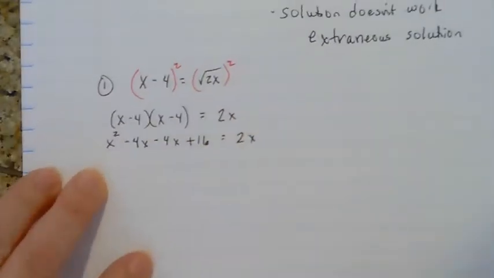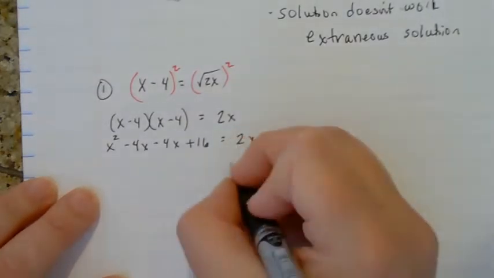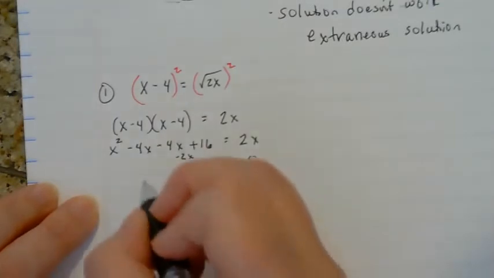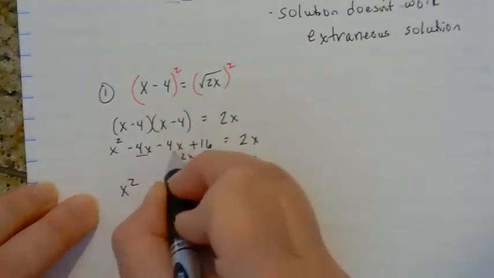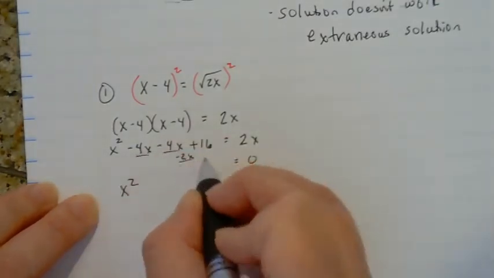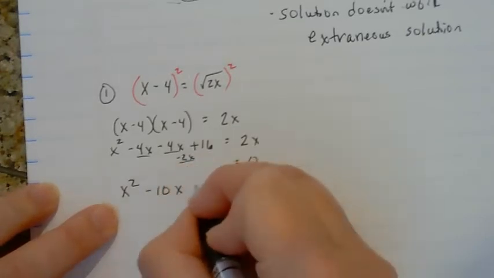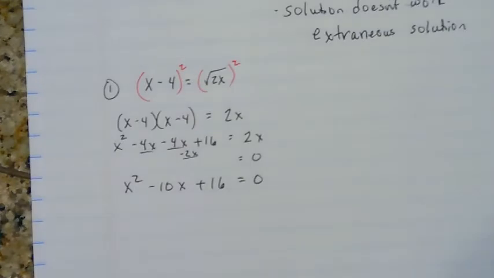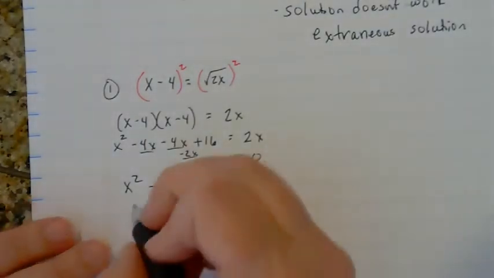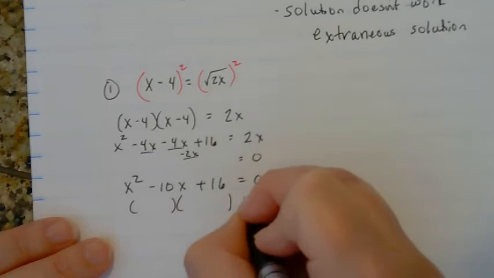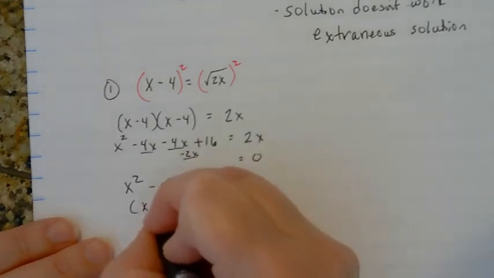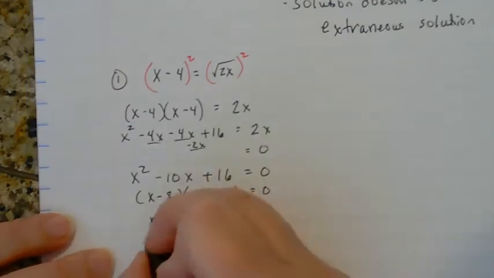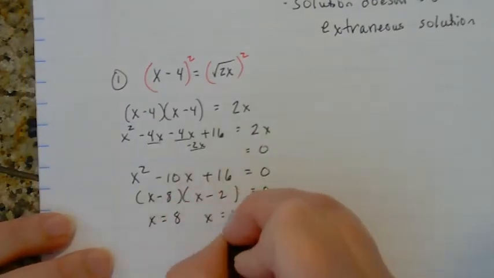So now the only way to solve is to set it equal to 0. So I'm going to subtract 2x from both sides. So on the left side, I have x squared, minus 4x minus 4x is minus 8x, minus 2x is minus 10x, equals 0. So now that we have an x squared problem, the way we need to solve is by factoring. So the answer would be x minus 8 or x minus 2. So x is 8 and x is 2.